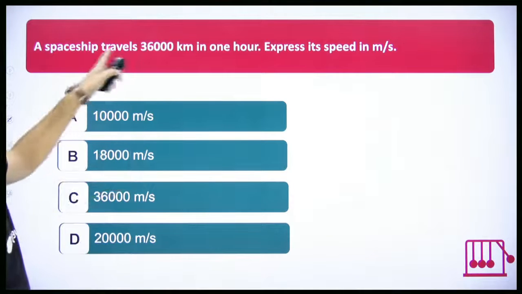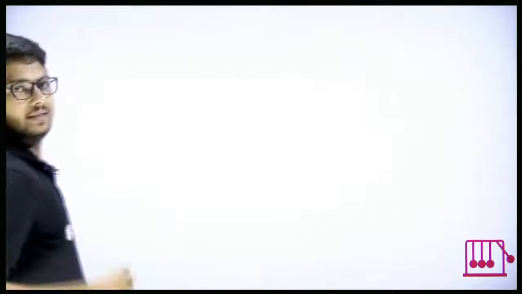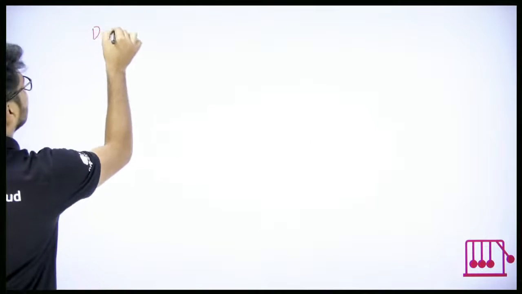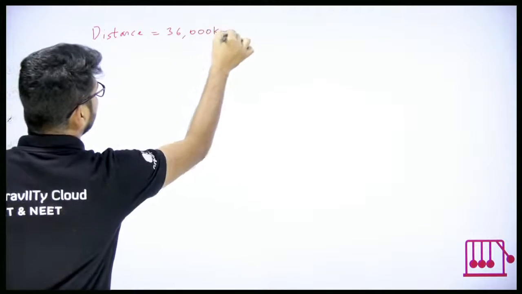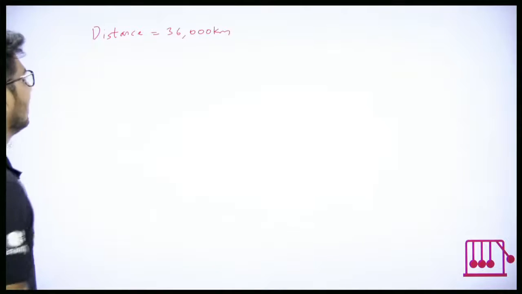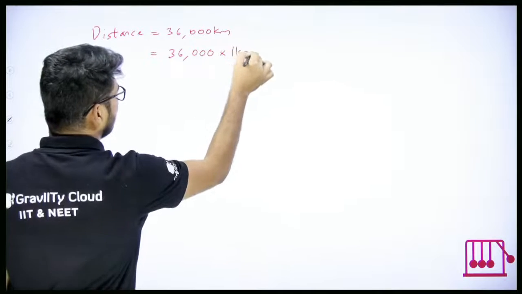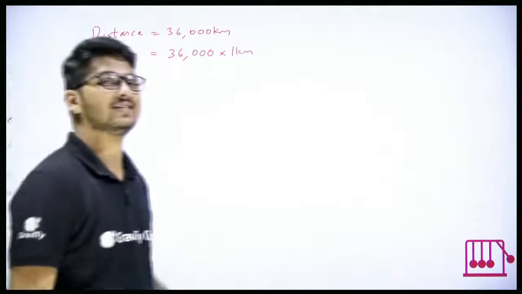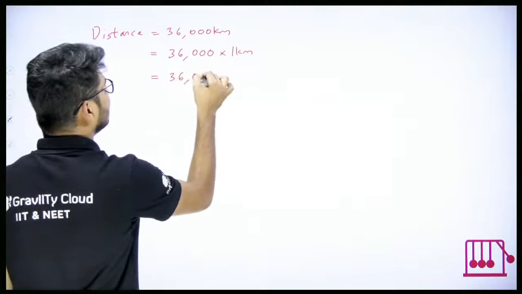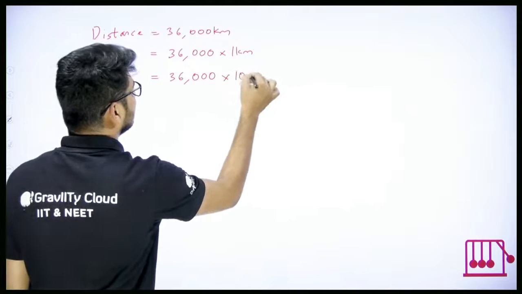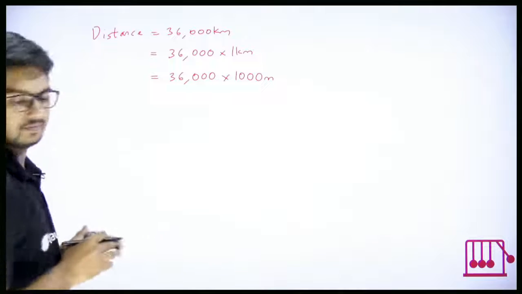So what is given here? The distance is 36,000 kilometers. Time is 1 hour. There are two methods. I'll use the first method. Distance is given as 36,000 kilometers. Now here itself you can convert 36,000 kilometers into meters. I'll write 36,000 kilometers as 36,000 into 1 kilometer. What is 1 kilometer? 1 kilometer is 1000 meters. I'll just say into 1000. Leave it here.